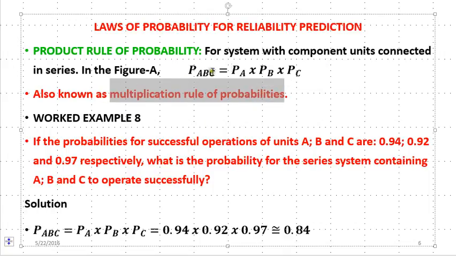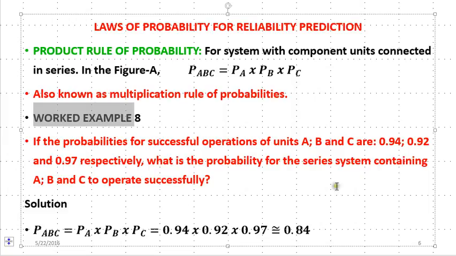Let us demonstrate how we use this formula, with worked example number 8. The question says the probabilities of successful operation of unit A, B, and C are 0.94, 0.92, and 0.97 respectively. What is the probability for a series system containing A, B, and C to operate successfully? We have said this should be the product rule, meaning the probability for the ABC system to work should be probability of A times probability of B times that of C. I put the values given to me and I got 0.84.